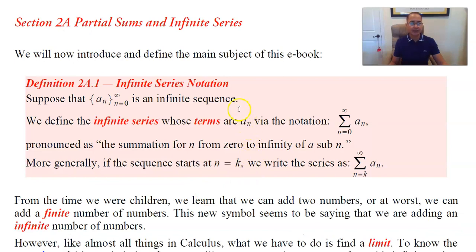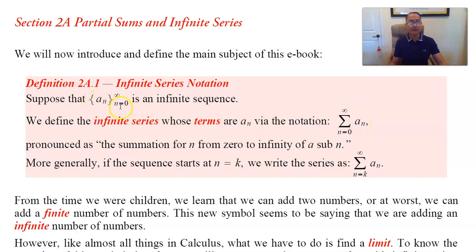Onwards to section 2A. First of all, how do we write out an infinite series? We start off with an infinite sequence. We saw this notation in our first video. From this sequence, we will convert it to an infinite series with a summation symbol, which we have seen in basic calculus, of course, when we construct the definite integral. So we will take the summation from n equals 0 to infinity, which is the range under which our index assumes its values. And we will have the terms a sub n.